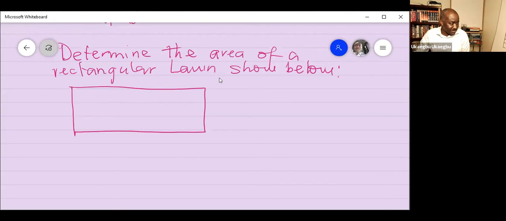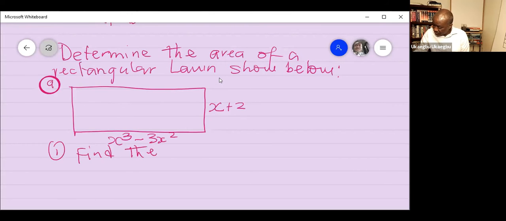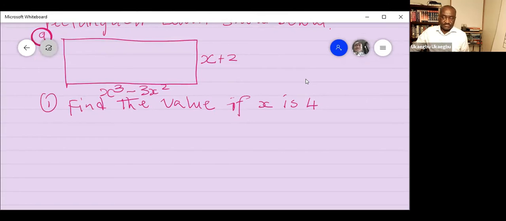Now let's give a number like this: x plus 2. And then we have another number that says x cubed minus 3x squared. So determine the area of the rectangular lawn shown below. Then, this is part A, find the value if x is 4. Okay? So go ahead and start doing the solution.